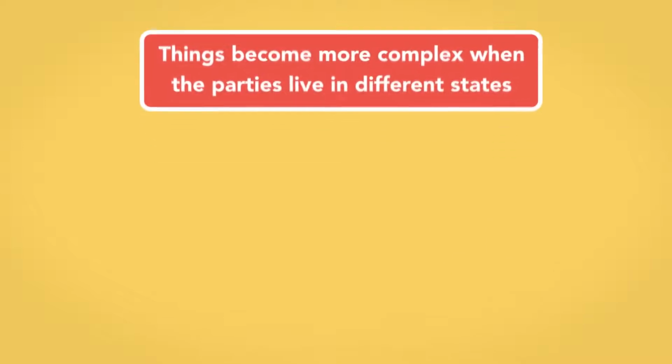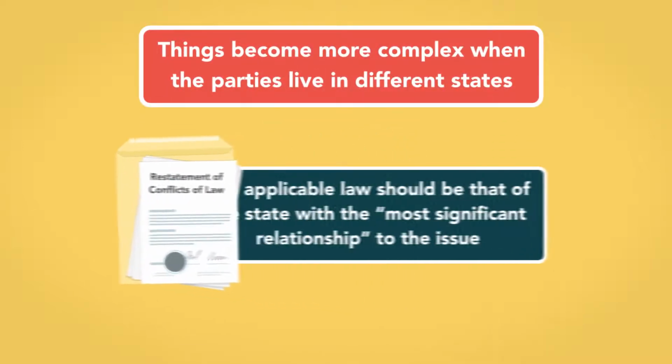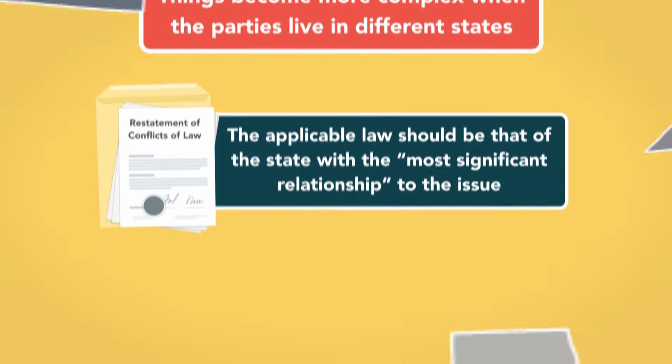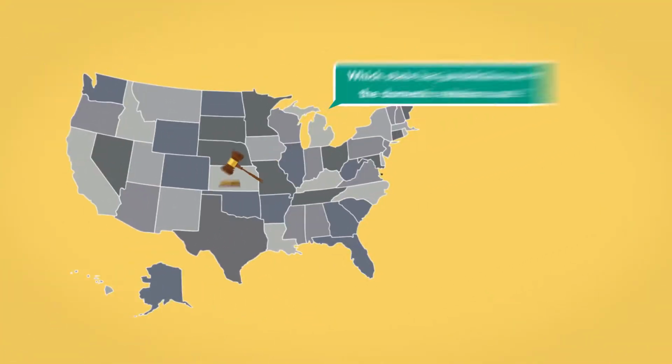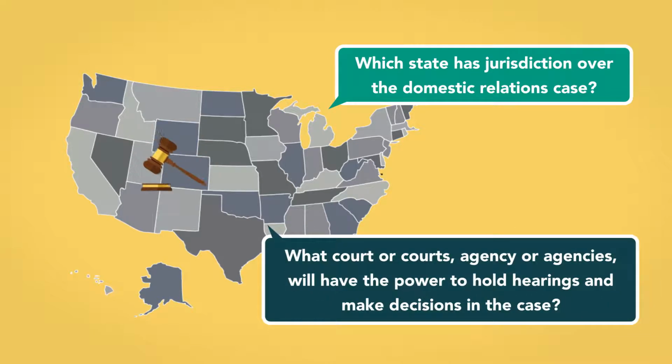In such case, according to the Restatement of Conflicts of Law, the applicable law should be that of the state with the most significant relationship to the issue. The more fundamental question is which state has jurisdiction over the domestic relations case, or what court or courts, agency or agencies, will have the power to hold hearings and make decisions in the case.